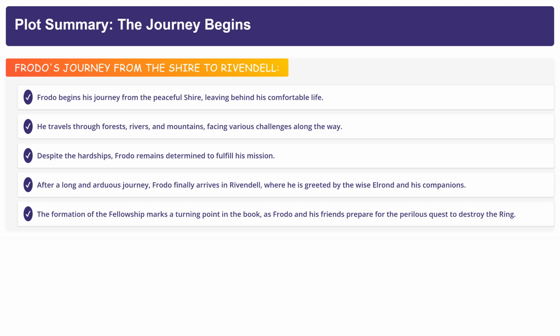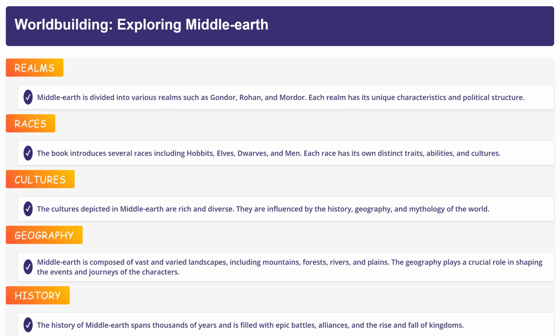Once there, he learns about the true nature of the ring and the looming threat of Sauron. A council is formed to discuss what should be done with the ring, and Frodo volunteers to take it to Mount Doom. This marks the formation of the Fellowship, who will accompany Frodo on his dangerous quest. Join us on a journey through the vast and enchanting realm of Middle-earth.